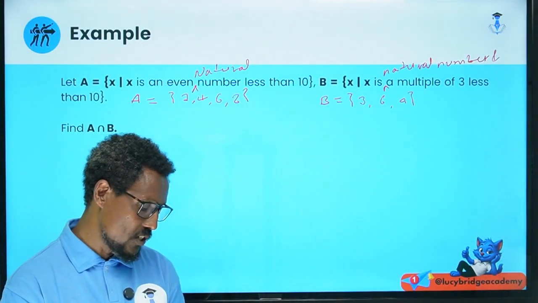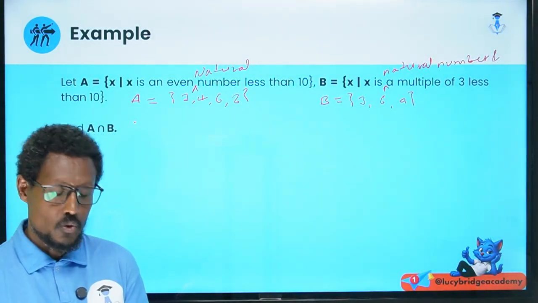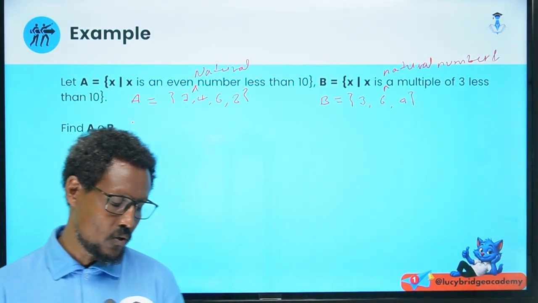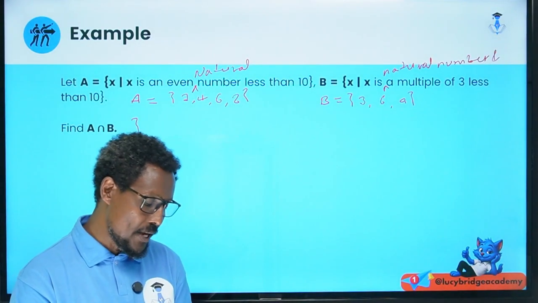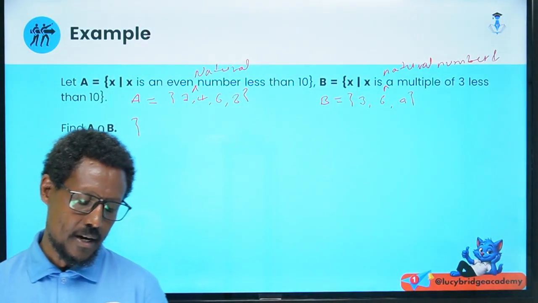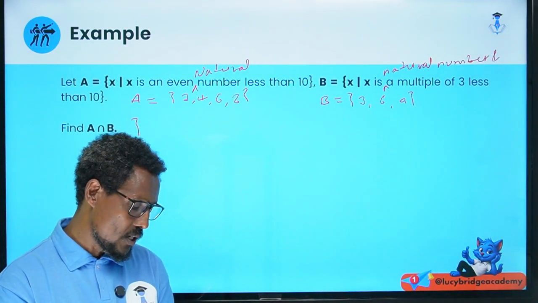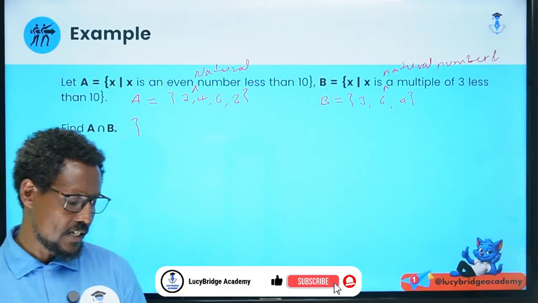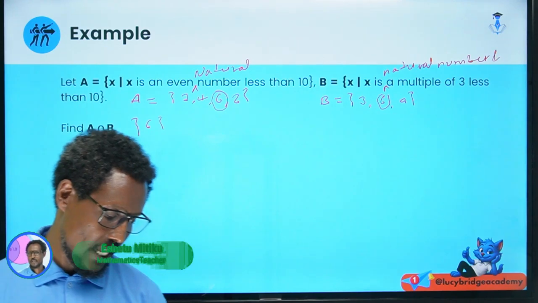Now their intersection is very simple. Okay, 2 is in A, 2 is not in B, so 2 cannot be their intersection. 4 is in A, 4 is not in B, so 4 cannot be their intersection. 6 is in A, but 6 is in B, so 6 is our intersection, or 6 is a common number, or 6 is in A and in B, therefore 6 is our intersection. Okay, 8 is in A, 8 is not in B, therefore their intersection, A intersection B is equal to what? 6.